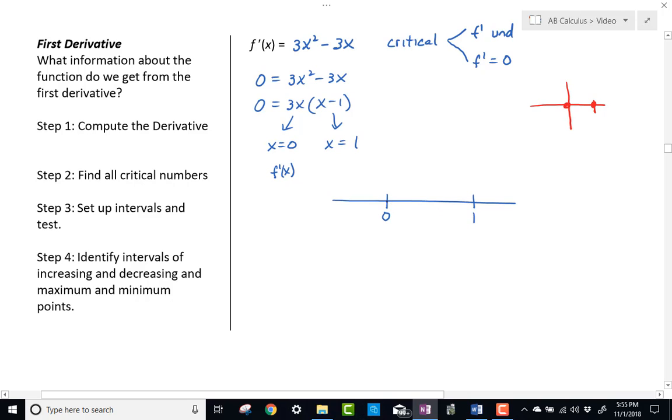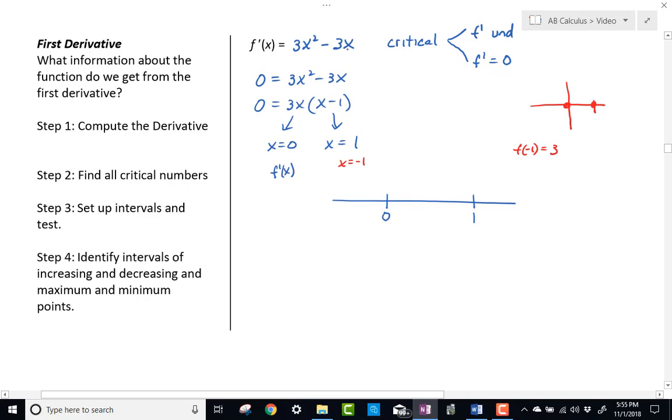So I'm going to choose a number to the left of 0. I'm going to choose x equals -1, and plug that into my derivative. If I plug in x equals -1 into the derivative, that's going to be -1 squared, which is 1, times 3, which is 3. So actually I can do that over here. I'll do f prime of -1. So f prime of -1 is going to be 3.